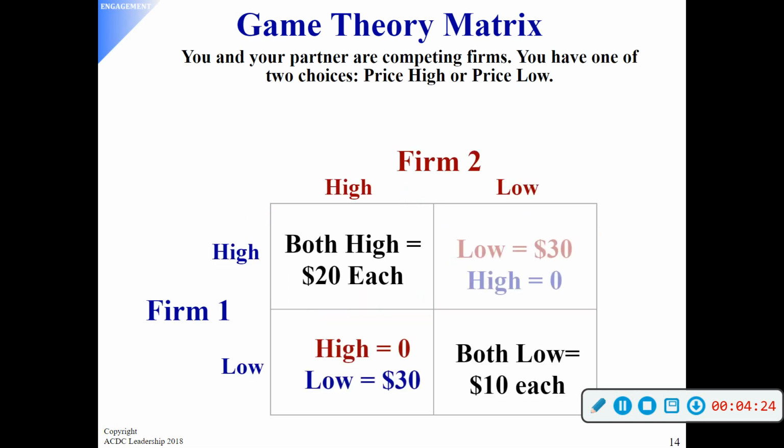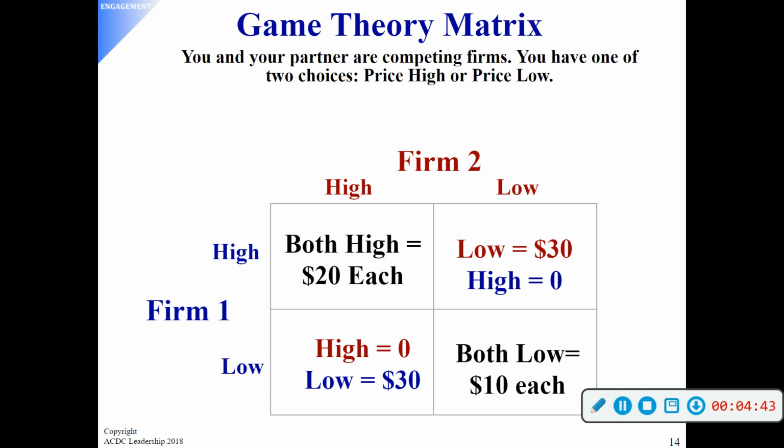So, the way game theory works in AP Micro is you have 2 firms, and they each have 2 choices. And so in this case, you have firm 1 on the left, firm 2 at the top. They have 2 pricing choices. They can price high or they can price low, depending on where they're going to be most profitable.